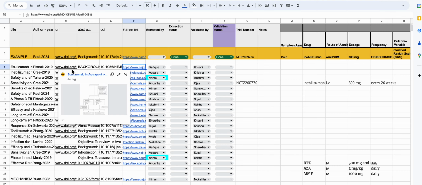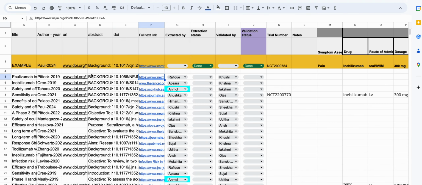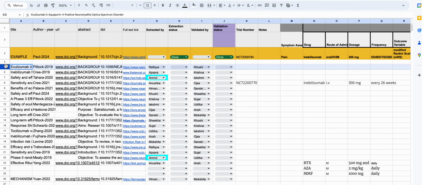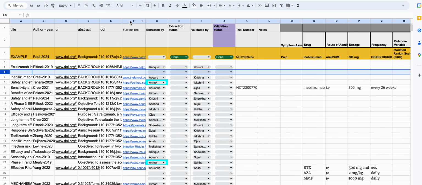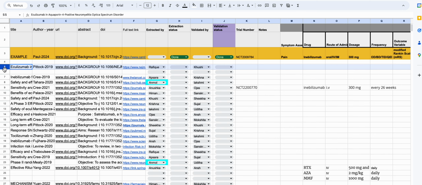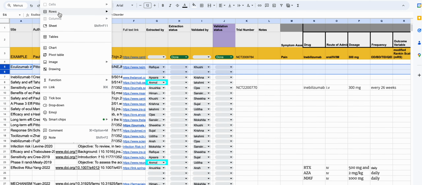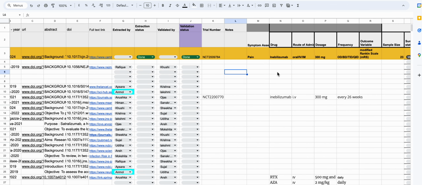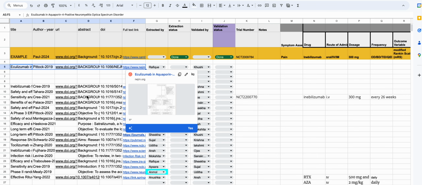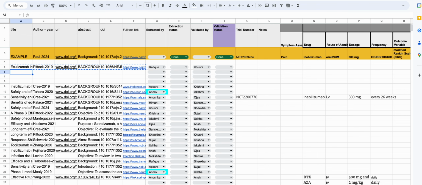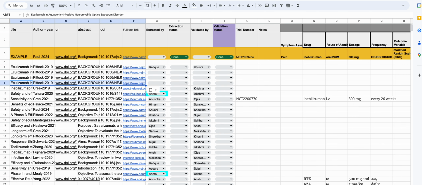So this is the first study, right? What I would do is for this study I would add more rows in it so that we are able to enter the data. Once I have added more rows, I would just copy this extra information and paste it over here so that we do not have any problem after we apply any filters over this.